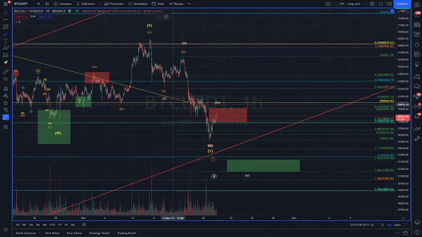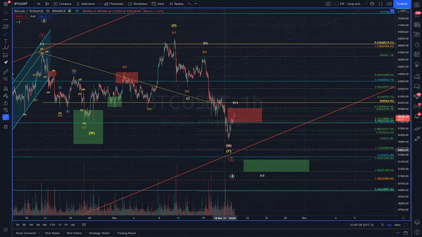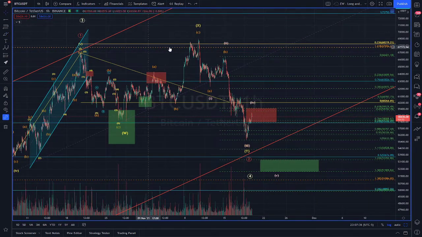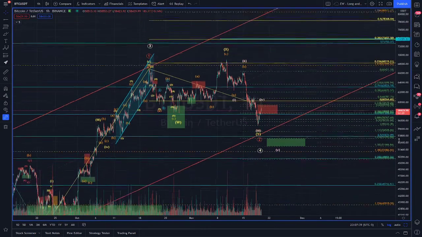In order to take this off the table as far as being impulsive goes, it needs to break above this 0.5, and that's at 60,787. So once above that level, we can be a little more comfortable in potentially having the bottom already in place. But as long as we're below it, there is this potential that we drop one more time into this box. And at the same time, that would probably break this red diagonal on here as well. That would break that scenario, and we'd be looking at our alternate scenario.